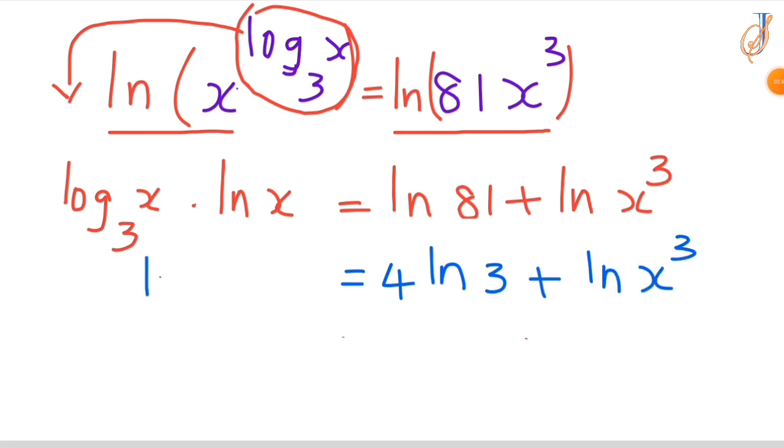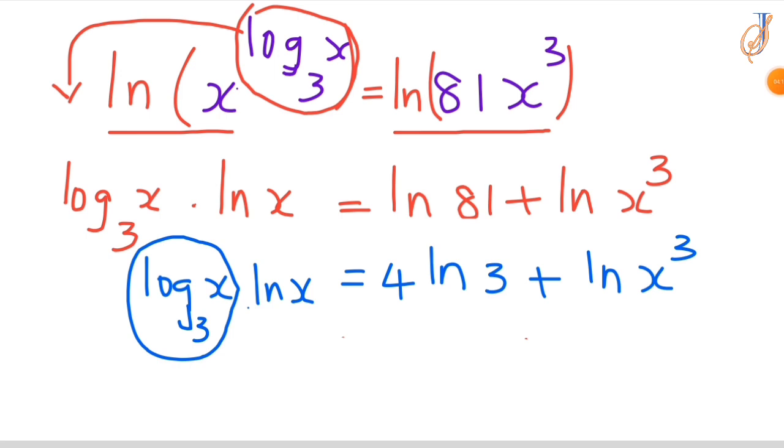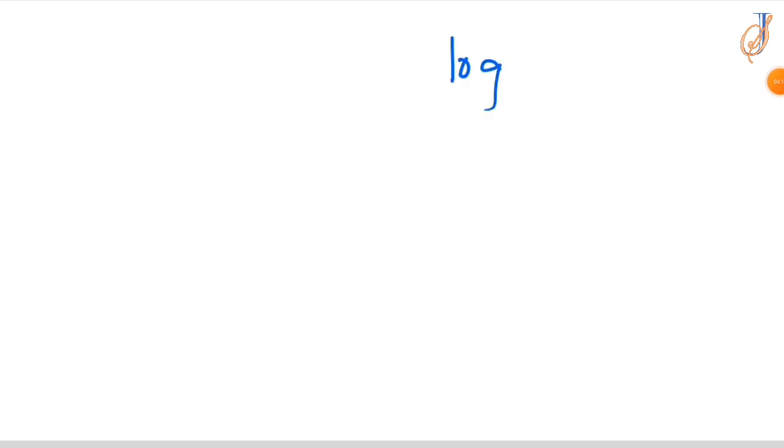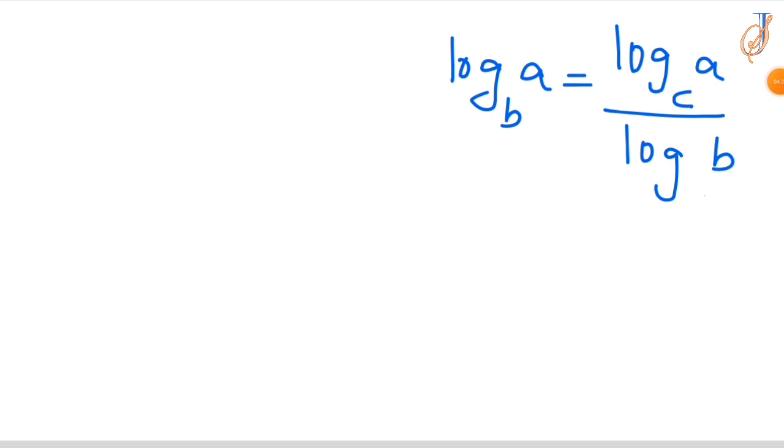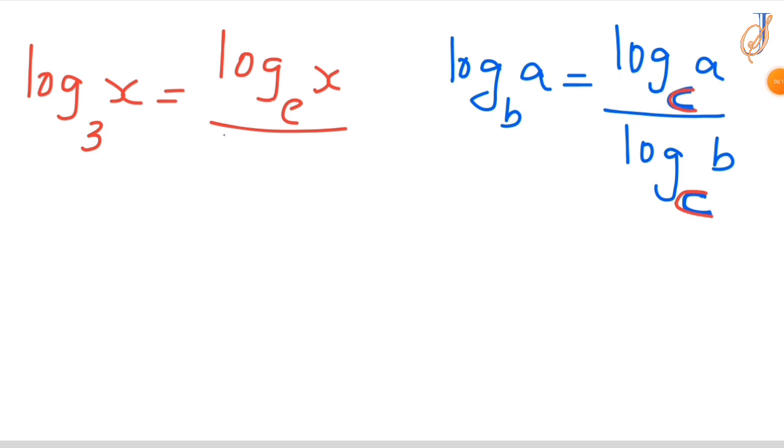Here on the left-hand side we have log x with base 3 times ln x. Now observe this expression: log x with base 3. We can write log a with base b as log a with a different base over log b with the same base. Using this change of base property, we can write our expression as log x with base e over log 3 with base e.